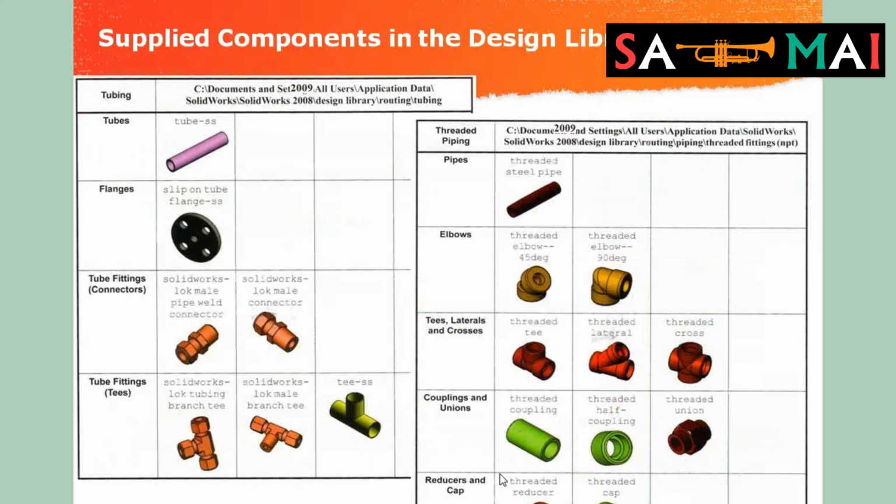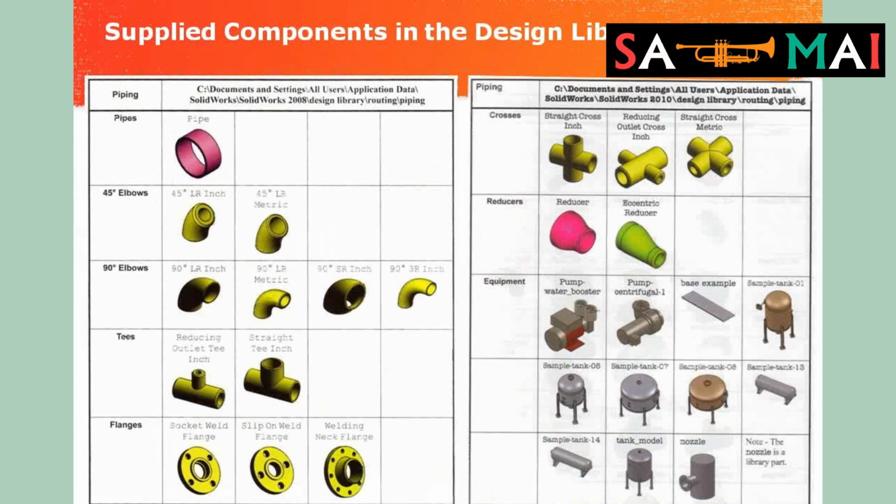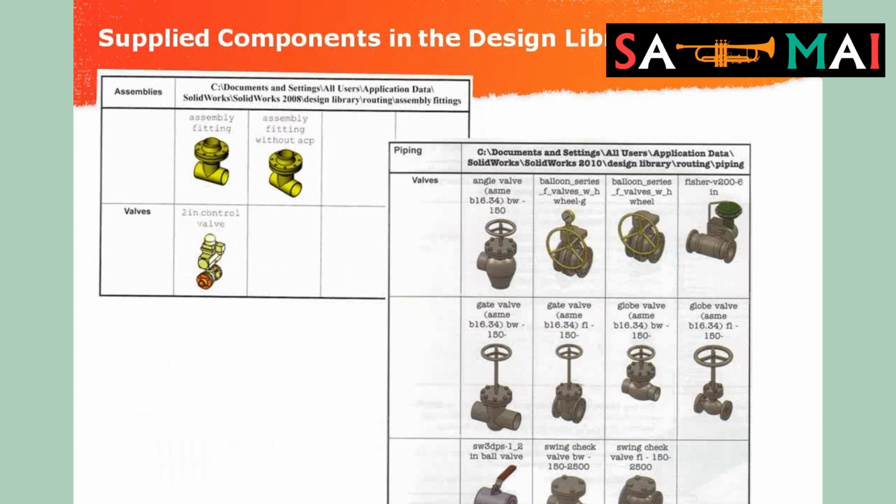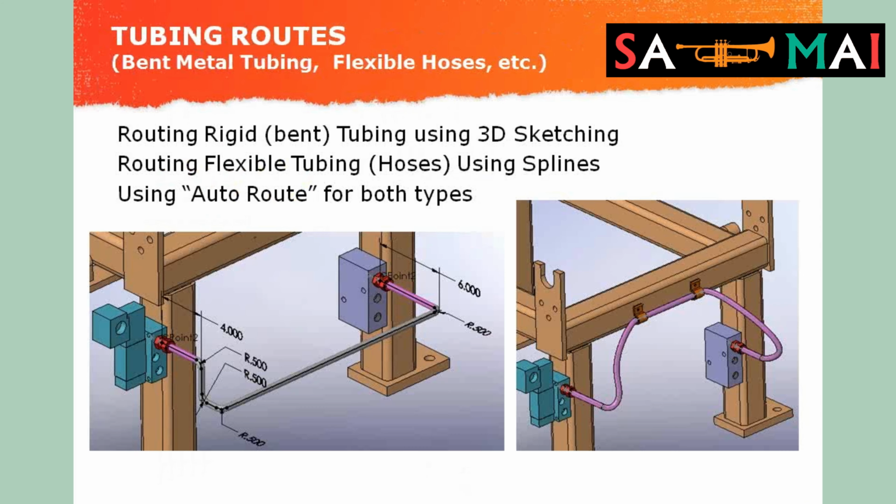This is just a quick few slides of what's included in the library when you install SOLIDWORKS. Some tubing components, some piping components. There's also a bunch of electrical stuff that gets installed with routing. Routing does include electrical wiring and cabling. I'm not going to be covering that today, just the piping and tubing aspects. So there are quite a few things that come out of the box with SOLIDWORKS. Of course, this is not everything you're going to need.